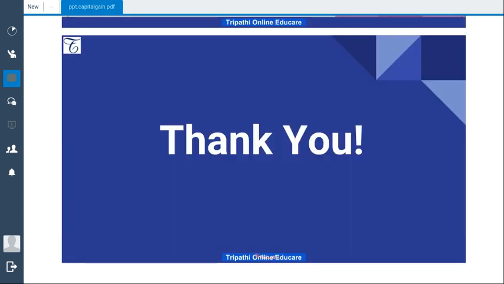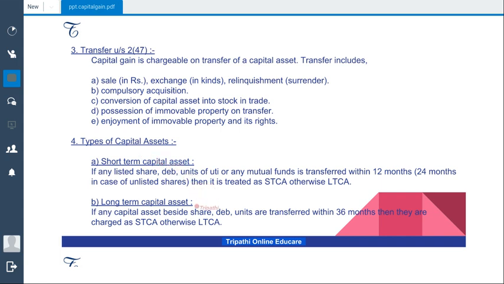For that, let me take you to the concept of short-term capital asset and long-term capital asset. Now jewelry is not shares or debentures. It is an asset other than shares or debentures. The cutoff for assets other than shares or debentures is 36 months. So if any such asset is sold within 36 months from the date of purchase, it will be treated as a short-term capital asset. If it is sold beyond 36 months, it will be treated as a long-term capital asset.